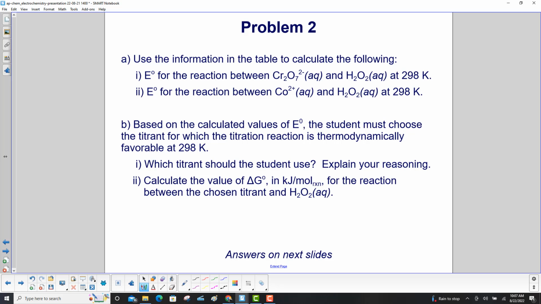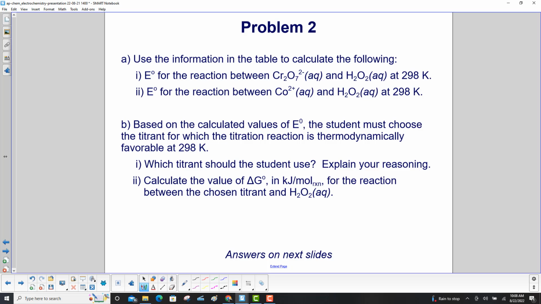Part A, Part 1 of Part A. Determine E0 for the reaction between the chromate ion and hydrogen peroxide at 298 K. Part 2, determine E0 for the reaction between the cobalt ion and hydrogen peroxide at 298 K.